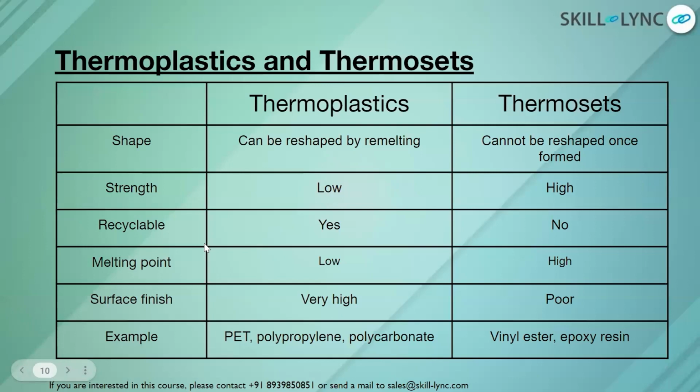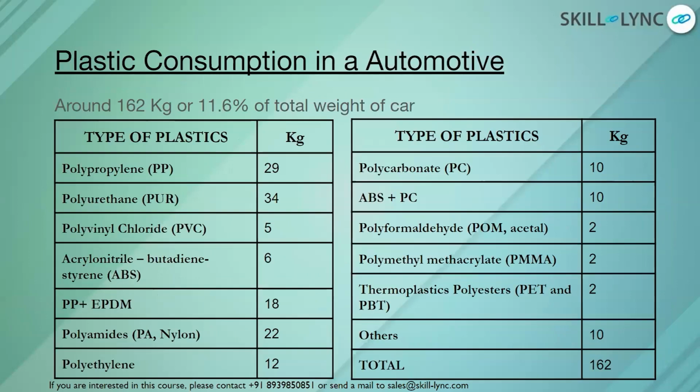Some of the examples which we generally look at in thermoplastics are PET, polypropylene, polycarbonate (PC), and PPA materials. And for thermosets we have vinyl ester, epoxy resin, bakelite, and other things. Bakelite is one of the hard plastics which we generally see in the industry, right?